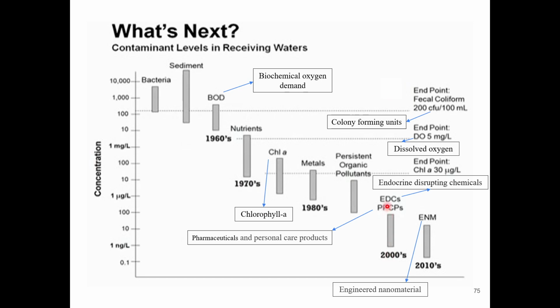So EDCs and PPCPs were the main contaminants in the 2000s, and from 2010 onwards the new contaminant was ENM, which is engineered nanomaterial, and it had the lowest concentration. So with time, the concentration started decreasing, and also new types of contaminants have emerged. With this, let us complete the lecture series for the second week and go to the solve problems.